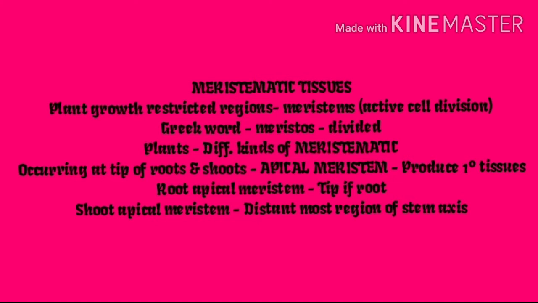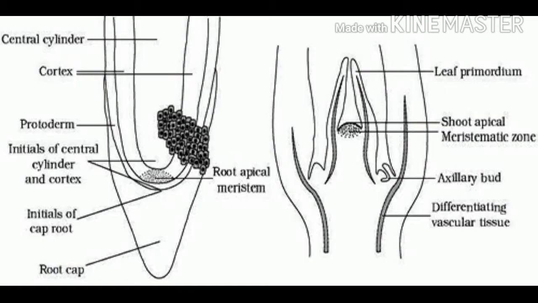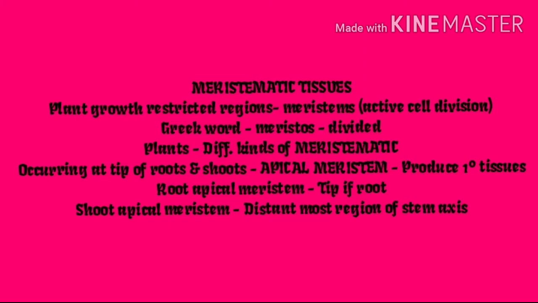And plants have different kinds of meristems. The meristems which occur at the tip of roots and shoots and produce primary tissues are called apical meristems. I have provided you a picture showing the apical meristems of root and shoot. There you can understand where those meristems develop in case of root as well as in case of the shoots. Here, the root apical meristem occupies the tip of the root, while the shoot apical meristem occupies the distantmost region of the stem axis.